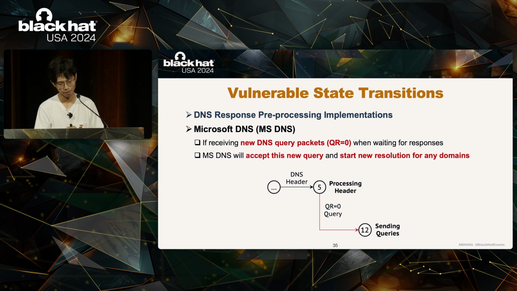For example, for Microsoft DNS, under normal situations, in state 5, which is the processing header state, it should wait for a response packet to process the record. However, if it receives a new DNS query packet while waiting for the response, it will accept this new query and start a new resolution for any domain, which leaks the source port for DNS cache poisoning.